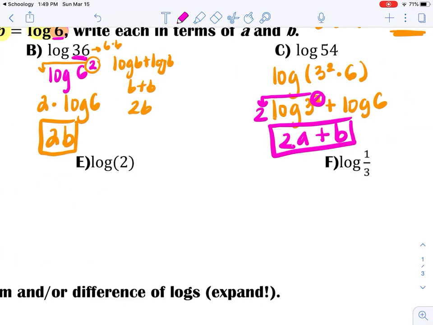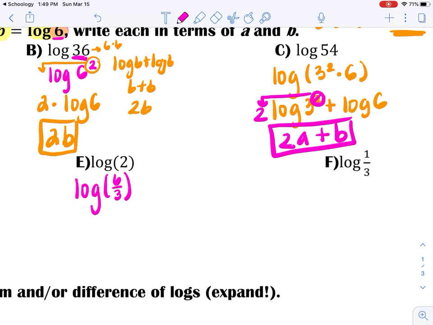All right, last 2 in this section. Go ahead and pause the video and try these on your own. Come back and check your answers. All right, I have a 2 now, and I have to ask myself, how can I use those 2 numbers to get a 2? 6 divided by 3 is 2. So log of 6 divided by 3.